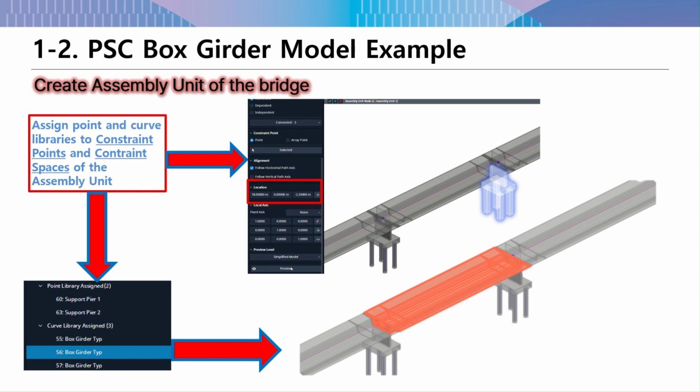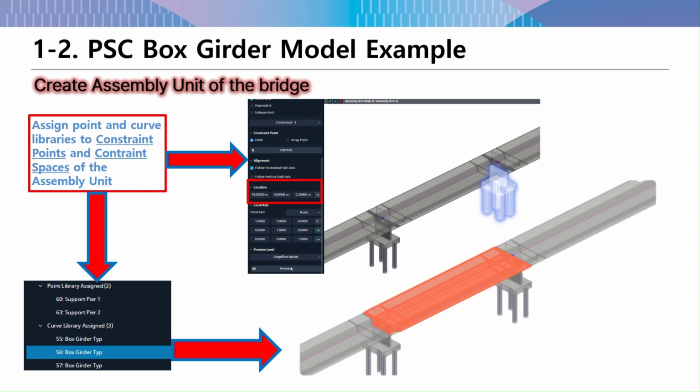The assembly unit of the bridge. In this case, for this kind of bridge, I preferred to create the assembly unit, the straight unit of the bridge, as the wall bridge, because in this specific case it was more convenient.